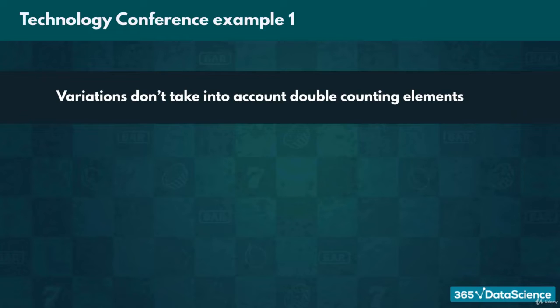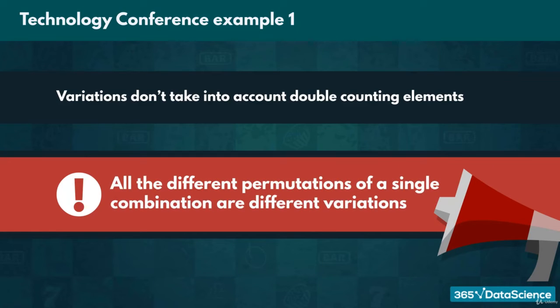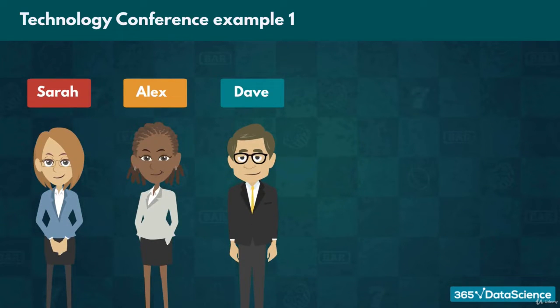This next sentence might sound confusing at first, so please pay close attention. We can say that all the different permutations of a single combination are different variations. Let us look at the Sarah, Alex, and Dave example. Choosing those 3 to represent the company is a single combination.